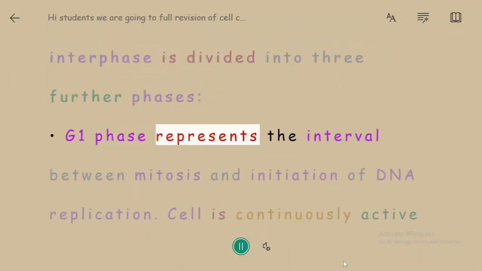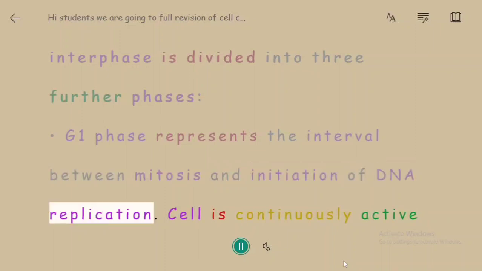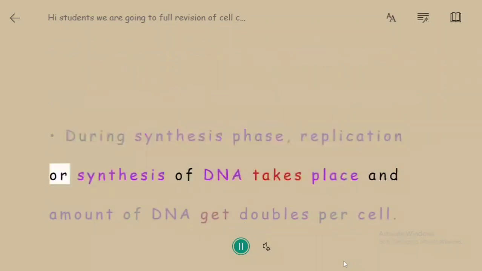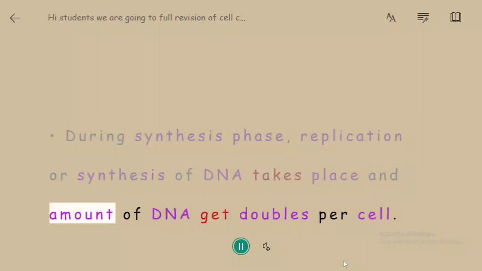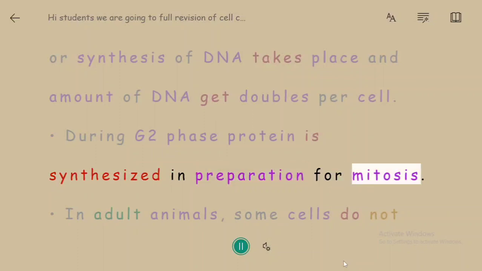G1 phase represents the interval between mitosis and initiation of DNA replication. The cell is continuously active and grows in size. During the synthesis phase, replication or synthesis of DNA takes place, and the amount of DNA gets doubled per cell. During G2 phase, protein is synthesized in preparation for mitosis.